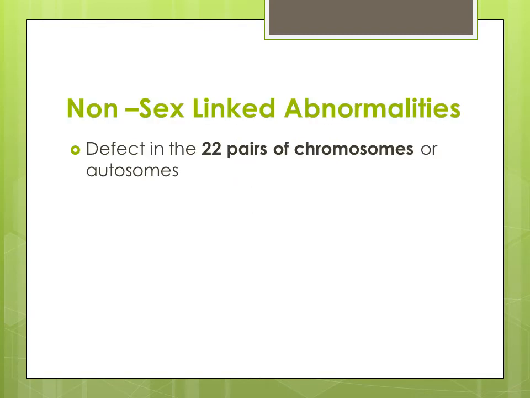Now, besides sex-linked chromosome abnormalities, which involve the presence or absence of a chromosome, we also have non-sex-linked abnormalities. In here, they have a defect in the pairs of chromosomes, or autosomes. They have a complete set of chromosomes, however there are defects on the chromosomes, either on the 22nd or the 18th chromosomes. But in here, it says the autosomes themselves.